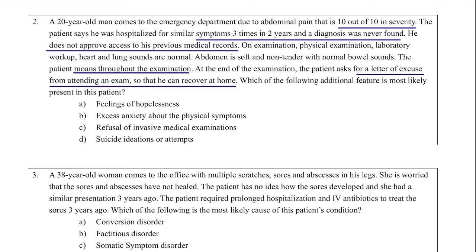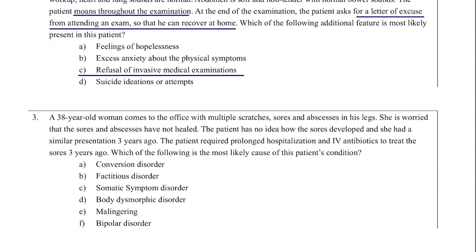Feelings of hopelessness? No. This is malingering. He's definitely creating a con here to gain a letter so that he can not sit that exam. Excess anxiety about the physical symptoms? The moment he leaves the hospital, those symptoms are gone. Refusal of invasive medical examinations? Yes, he will not agree to do a colonoscopy or any sort of invasive medical examination. And since this is a con, there are going to be no suicide ideations or attempts.